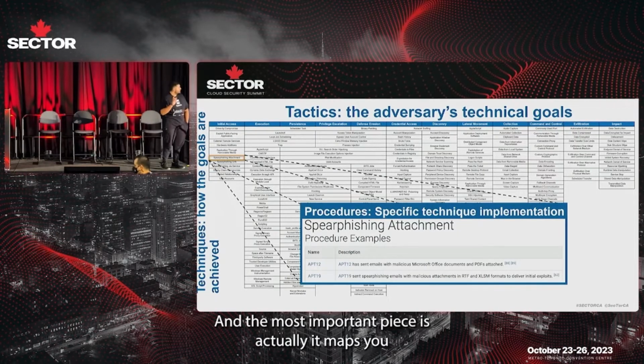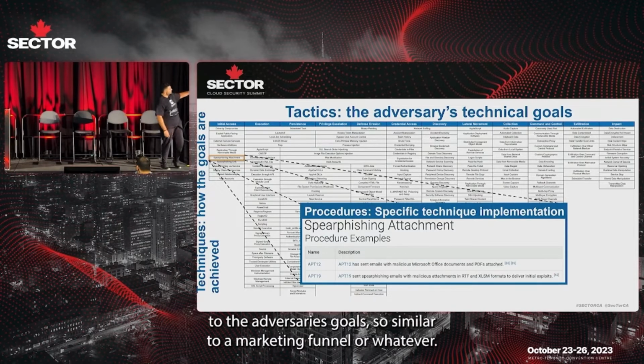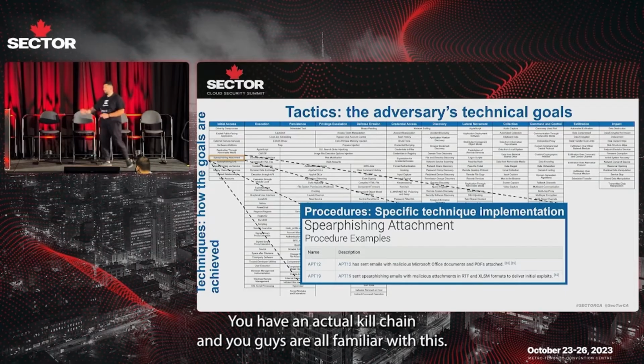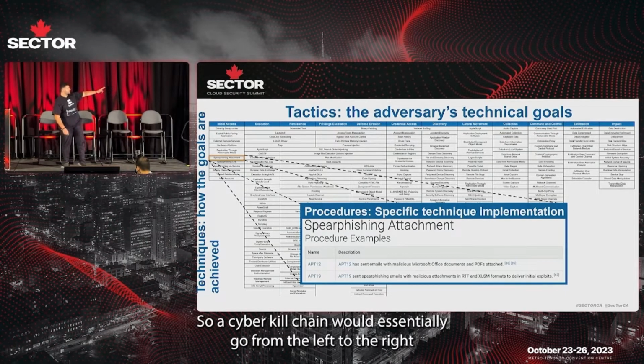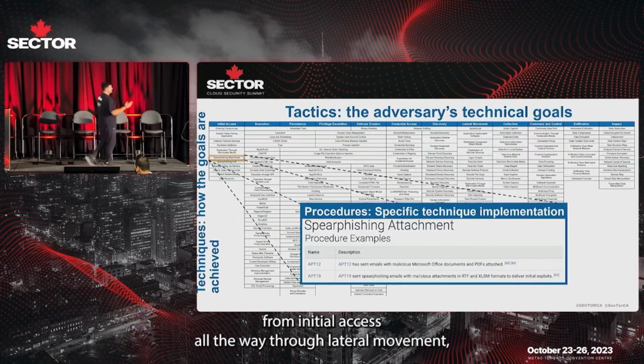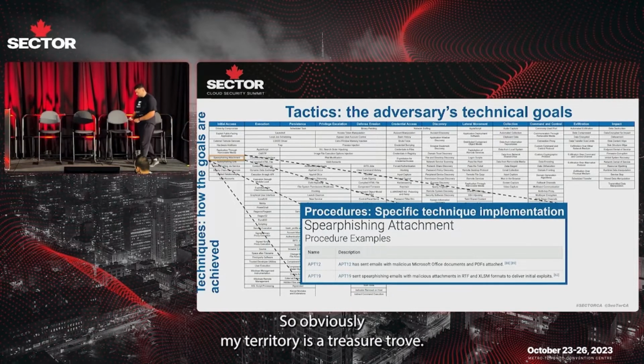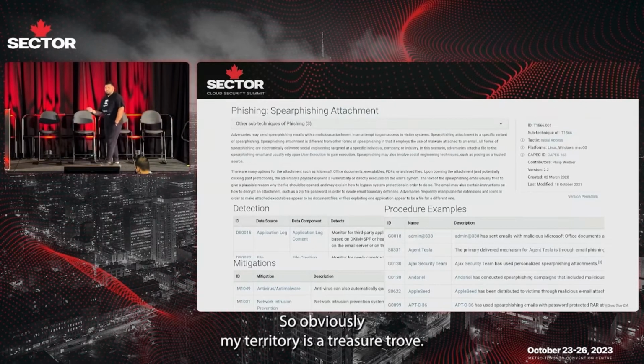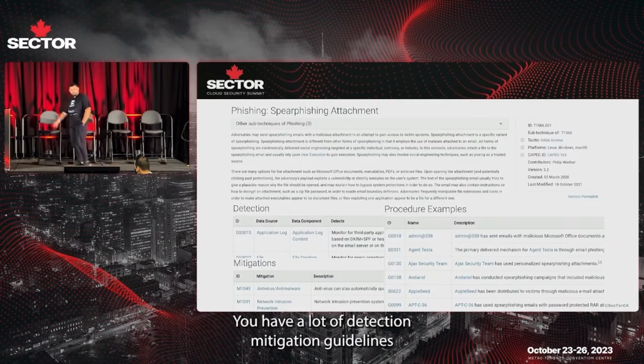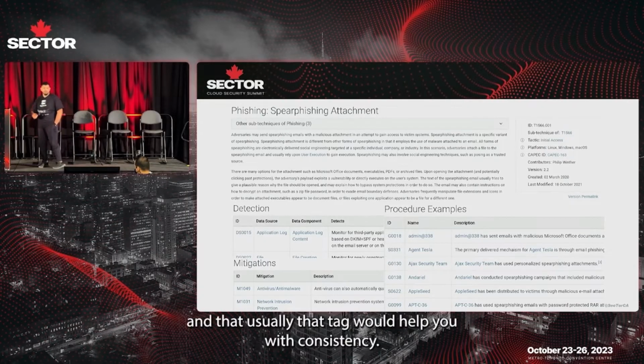So it's a very cool abstraction of attacks. And the most important piece is actually it maps you to the adversary's goals. So similar to a marketing funnel or whatever, you have an actual kill chain, and you guys are all familiar with this. So a cyber kill chain would essentially go from the left to the right, from initial access all the way through lateral movement, exfiltration, and then some sort of impact as well. So obviously, MITRE ATT&CK is a treasure trove. You have a lot of detection and mitigation guidelines, and usually that tag would help you with consistency.